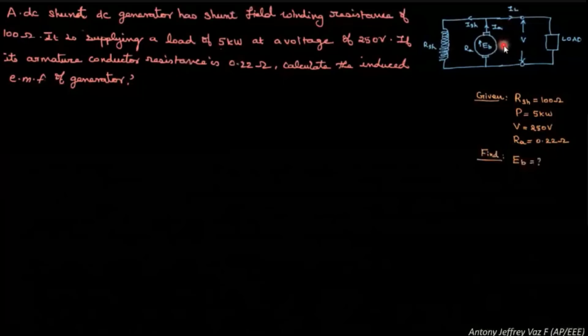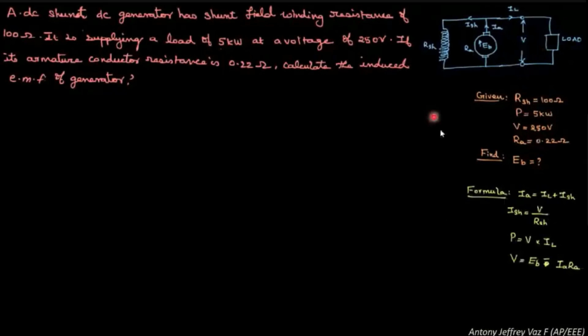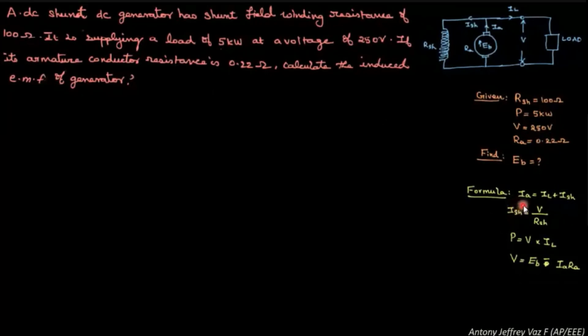This is the armature and this is the shunt field resistance, and this is the load current delivered by the generator, and this is the armature current, and this is the shunt field current ISH, IA armature current, and IL is the load current, and this one is the load. Next, you can write down the formulas for the DC shunt motor, shunt generator.